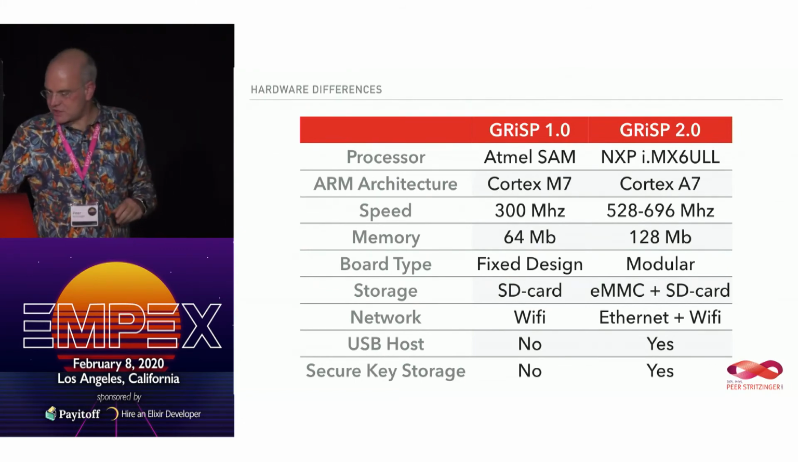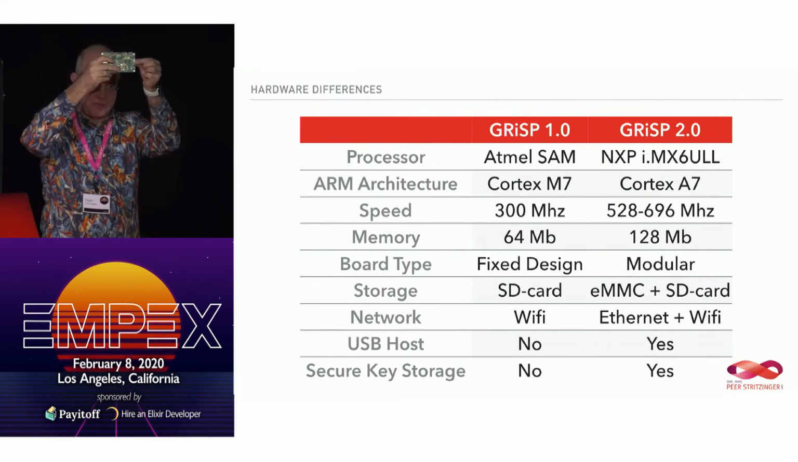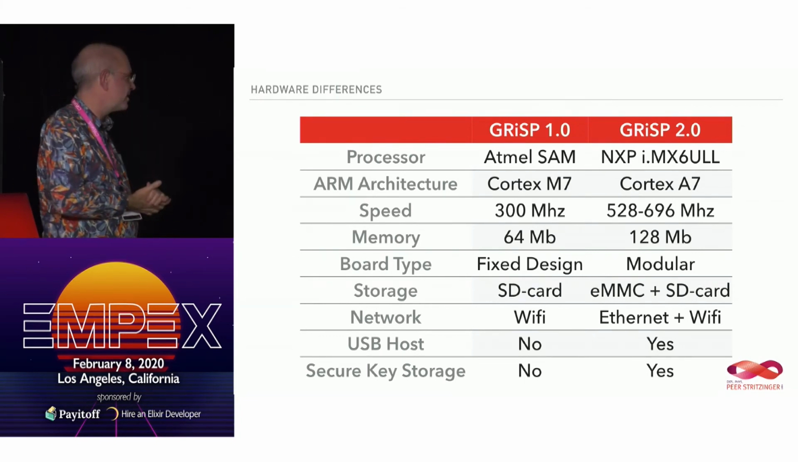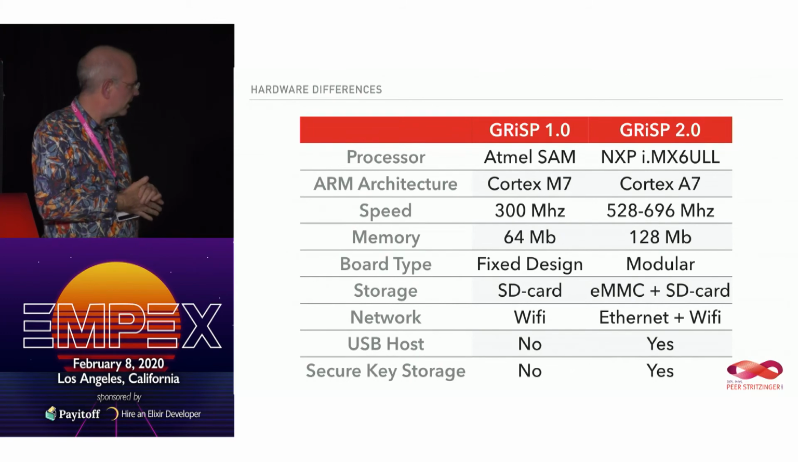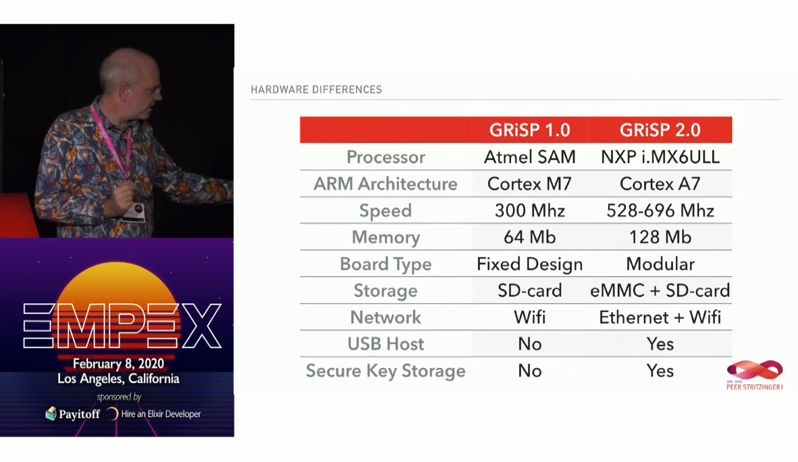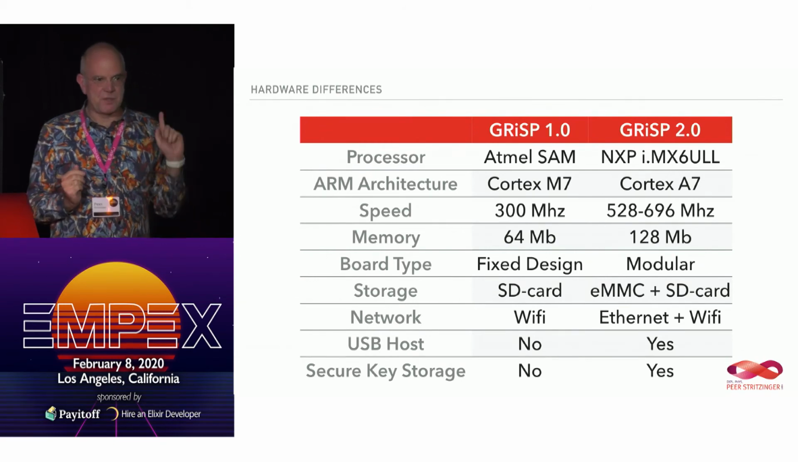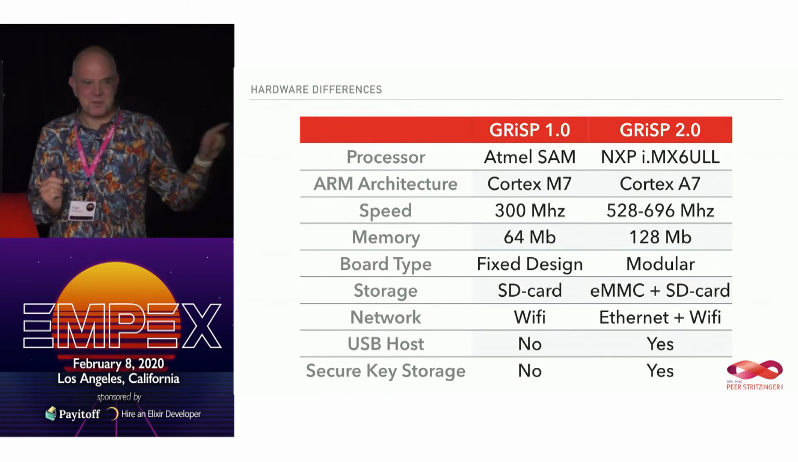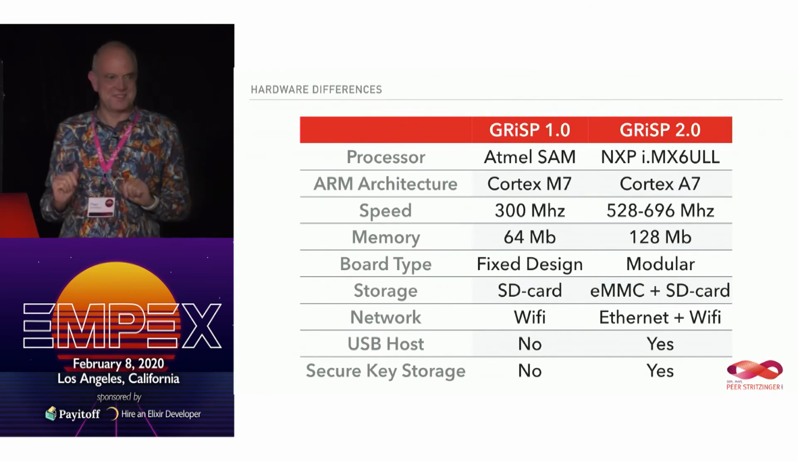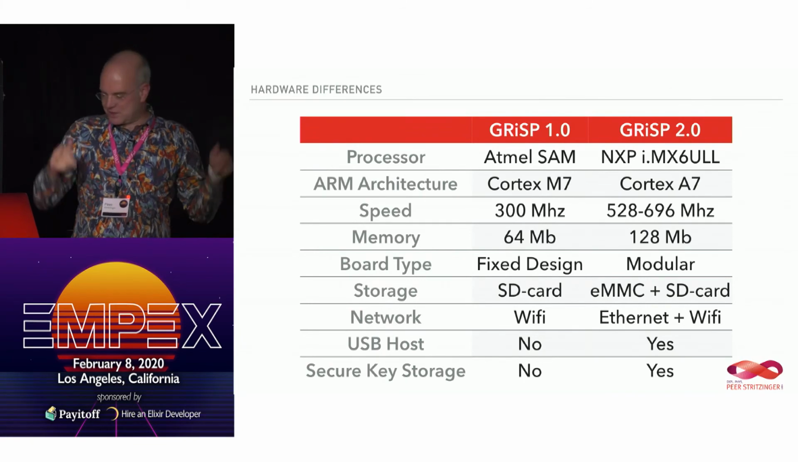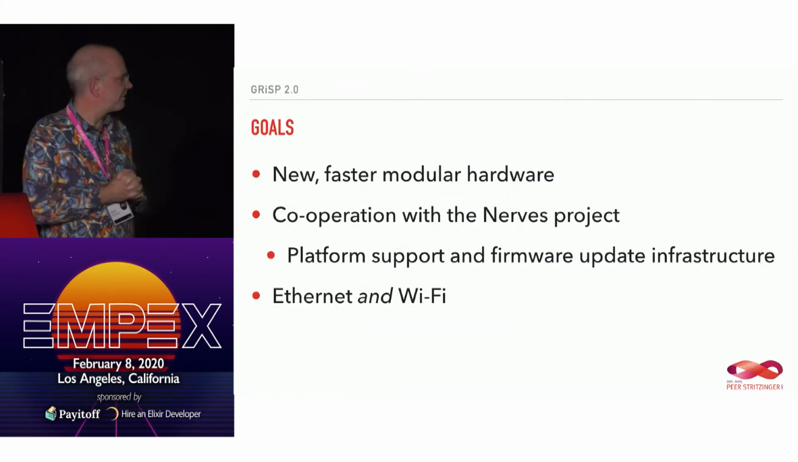Also what we managed to do is we added a USB host, so you can add other USB devices, which we couldn't get into the other GRiSP board, it didn't fit. And we also put a secure key storage chip, and we put exactly the one that Nerves loves. So Frank told me, put this chip on, and I put it on. So there you can store your certificates.